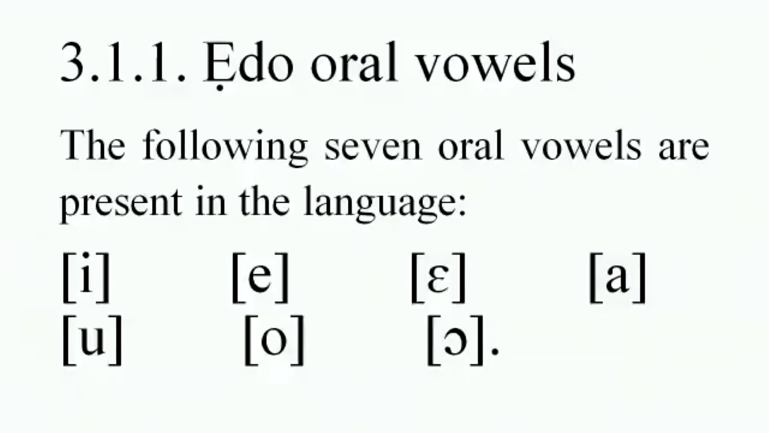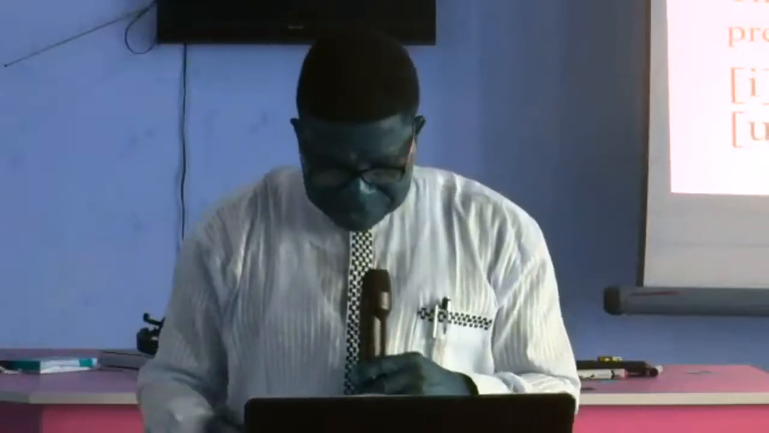So, Edo oral vowels. The following 7 oral vowels are present in the language. E, A, A, U, O. These are the oral vowels.